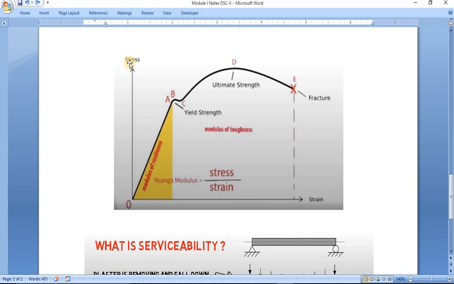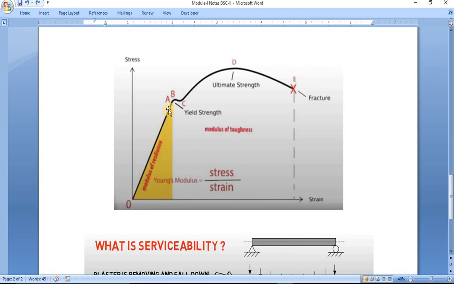So what is stress? The formula for stress is load divided by area. The formula for strain is change in dimension divided by original dimension. When we apply a certain amount of load, some stress is induced. Due to stress there will be some deformation in the shape, and due to deformation strain is going to occur. This diagram we have studied in the MOS subject. So this is the stress strain diagram.